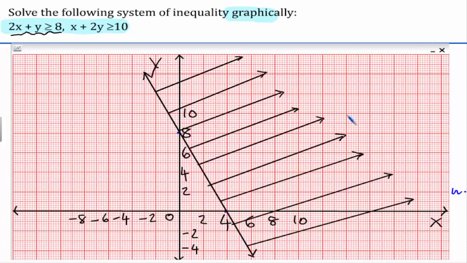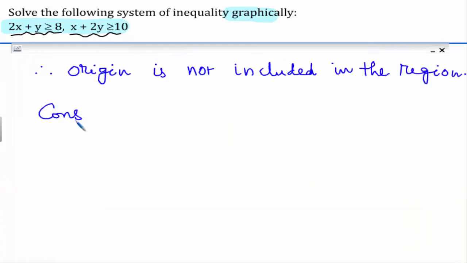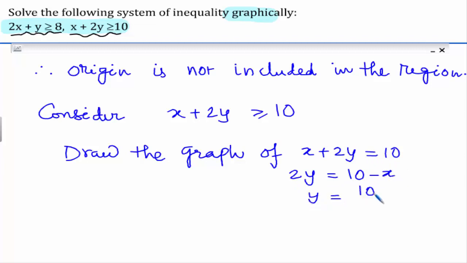So here all these arrows will show the region of the inequality, which is 2x plus y greater than or equal to 8. Now let us consider the second one, which is x plus 2y greater than or equal to 10. To find out the solution of this inequality, we have to draw the graph of x plus 2y equal to 10. So 2y is equal to 10 minus x. y is equal to (10 minus x) by 2. Now let us prepare the table for this.